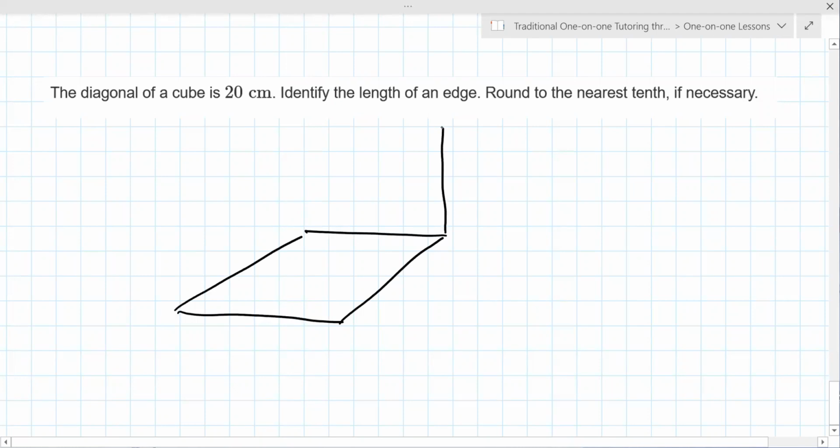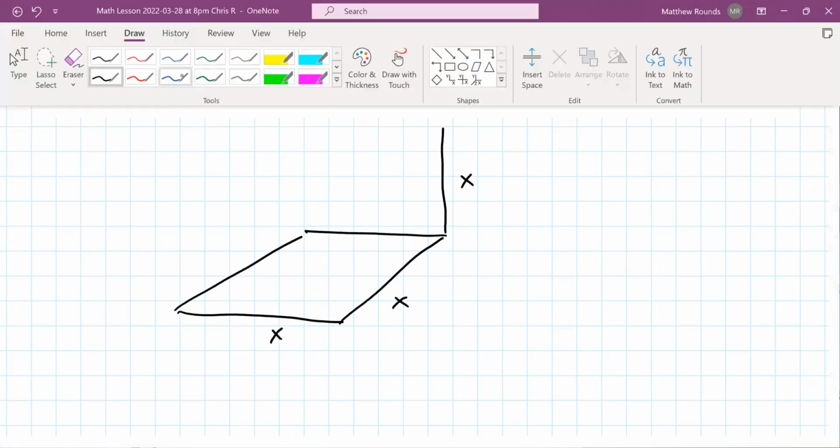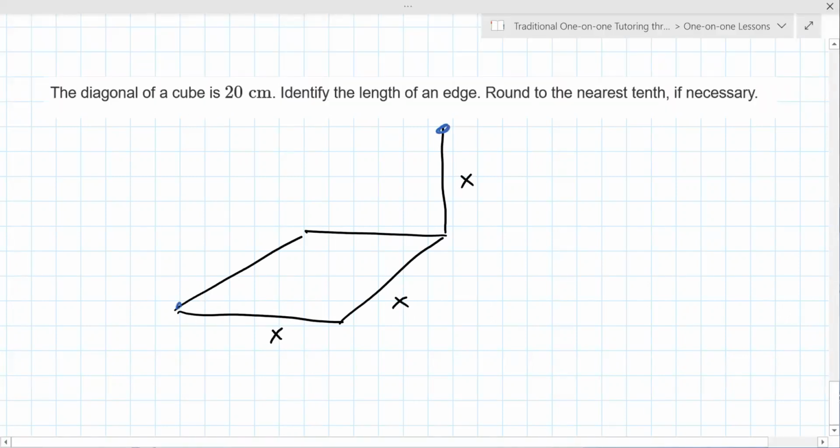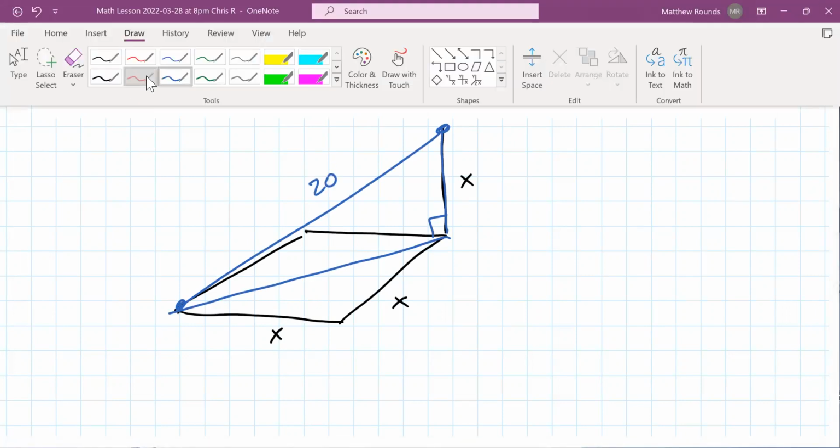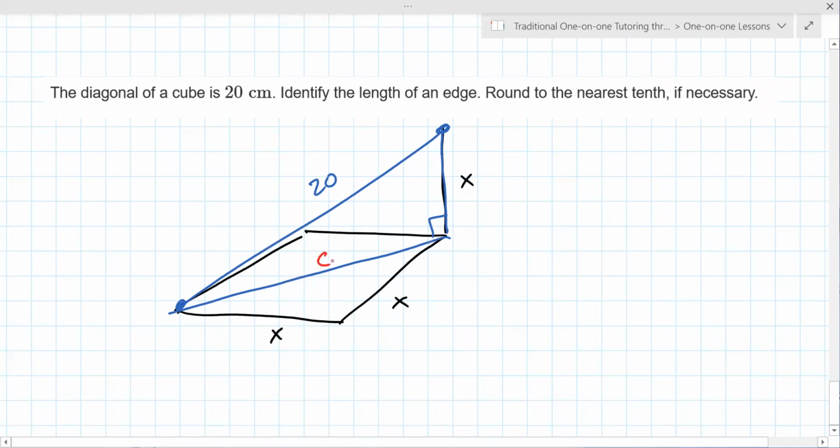Yeah. So this though we'll call it X, X, and X. You follow that? Mhm. And the diagonal's here, like this. You follow that? Mhm. So they're telling you that's 20. So we got to find this side C here.